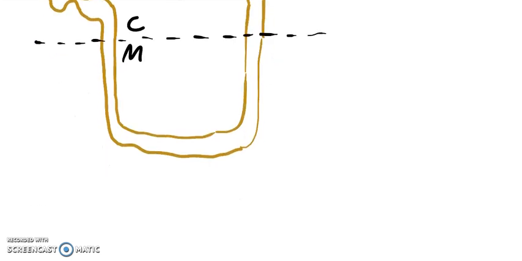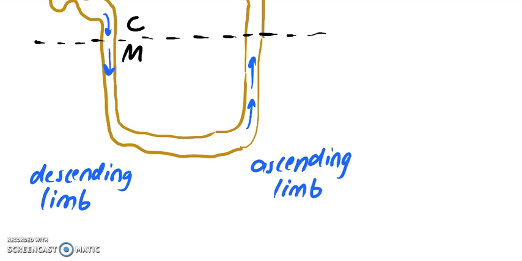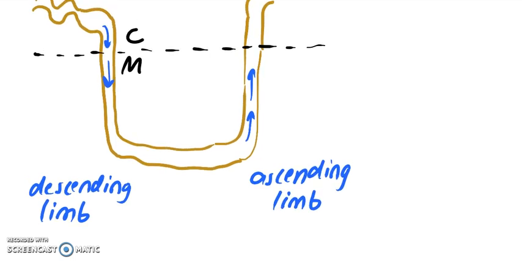This chunk here, where filtrate travels down, we call this the descending limb of the loop of Henle. Descending limb. And then this part up here, where filtrate travels up, we call this the ascending limb. Ascending limb of the loop of Henle. Let's first talk about the function for the ascending limb.